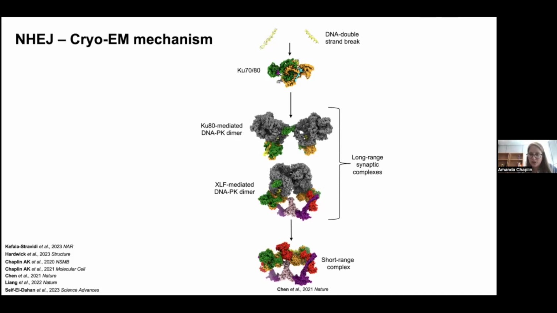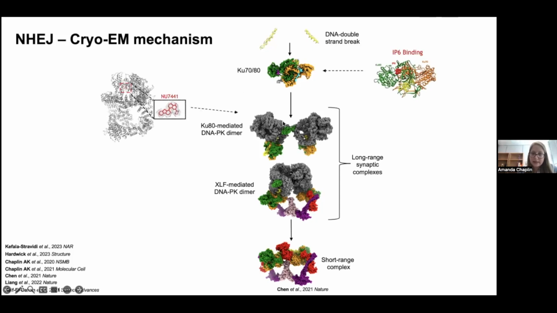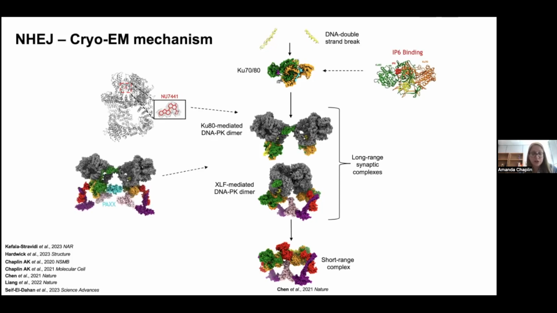So just to show you some of the other work that we've been doing, we've been looking at IP6 binding, which is a small molecule that binds to Ku80 and increases the binding affinity for DNA. We've looked at drugs binding to DNA-PKcs, which I'll tell you a bit more about in a moment, as well as the work on PAXX I just showed you, and we've been looking at some of the polymerases and nucleases.